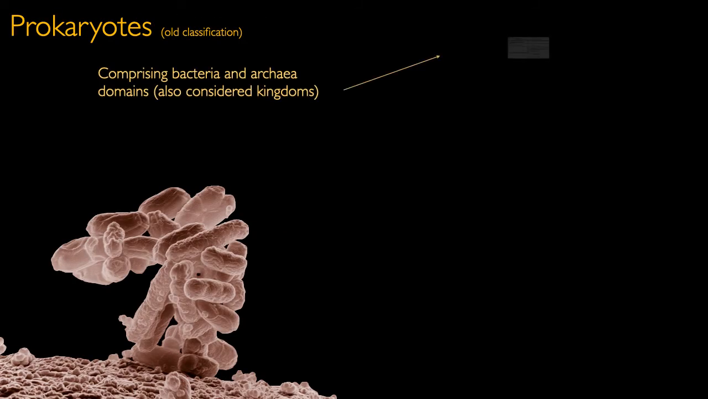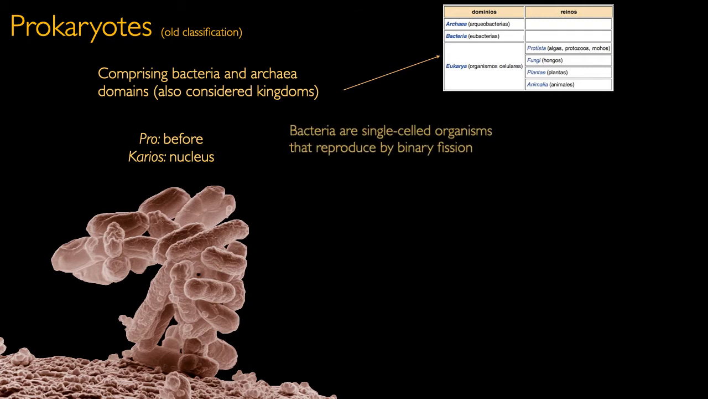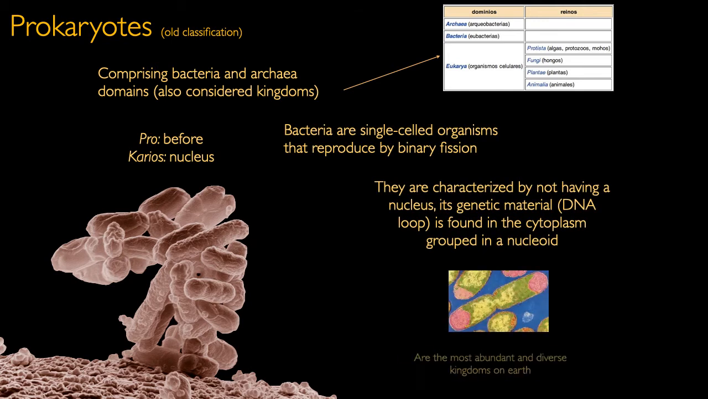Pro means before, and karyos means nucleus, that is before the nucleus, implying that prokaryotes, which include the domains bacteria and archaea, are more ancient than eukaryotes, which have a nucleus and are a step forward in life evolution. So prokaryotes are more simple. Bacteria, for instance, are single-celled organisms without nucleus and containing only 1 DNA loop. When dividing, they simply split into 2 smaller cells.